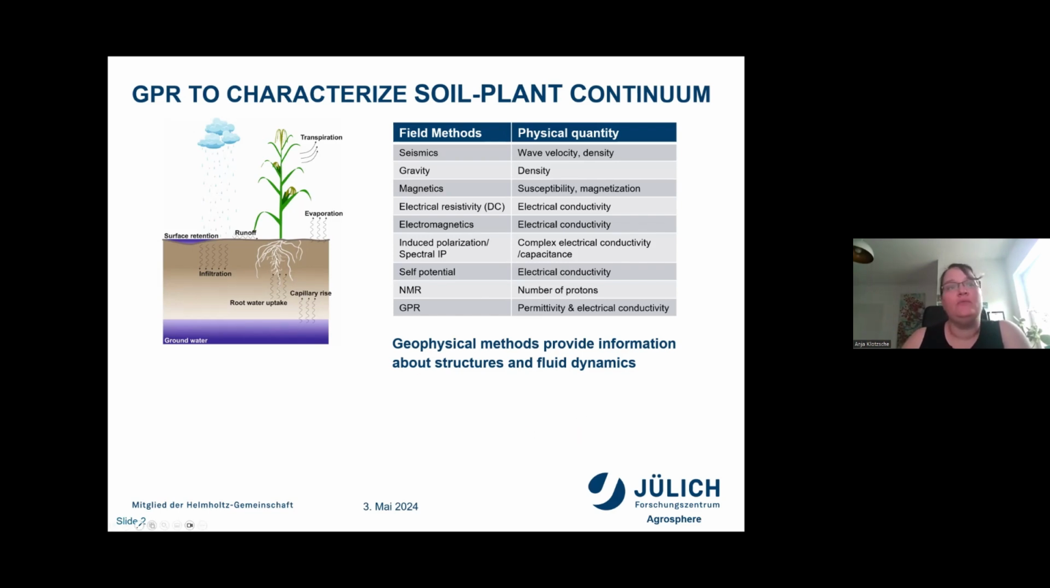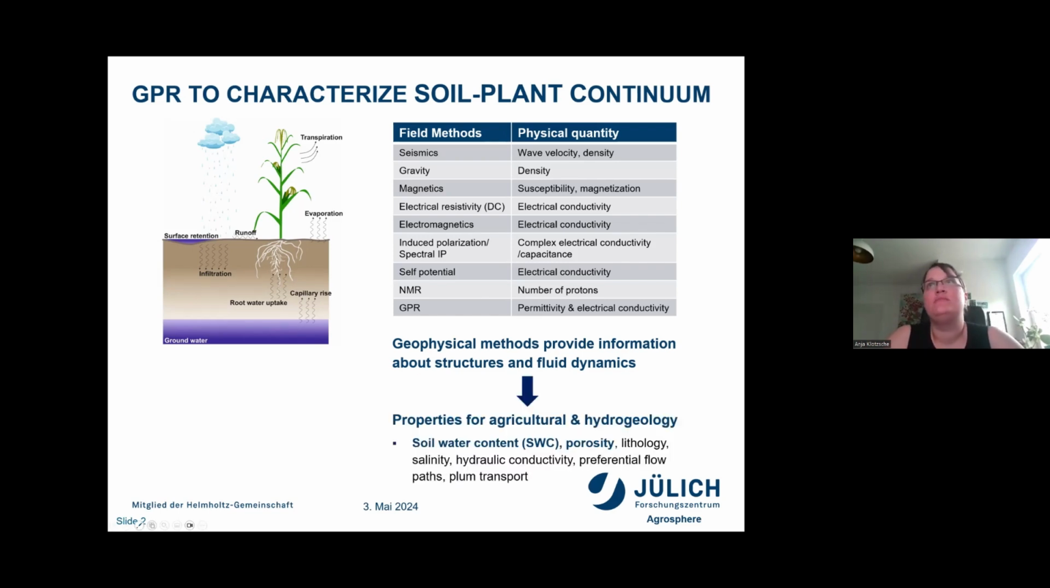One problem is that our physical properties need to be translated into a property that can be used in agriculture or hydrogeology, for example water content, porosity, ion concentrations, or even hydraulic conductivity. So there we always need to find a link. This is one of the problems that most geophysical methods have.